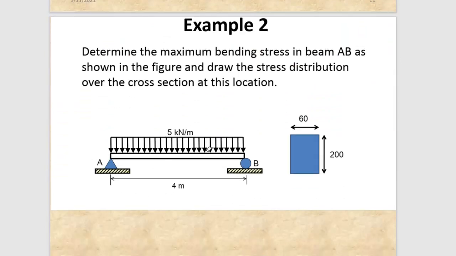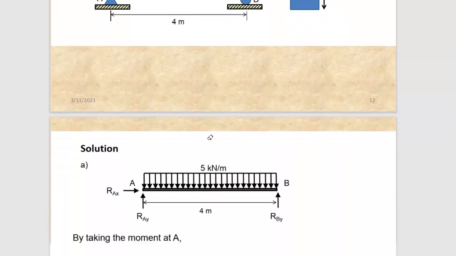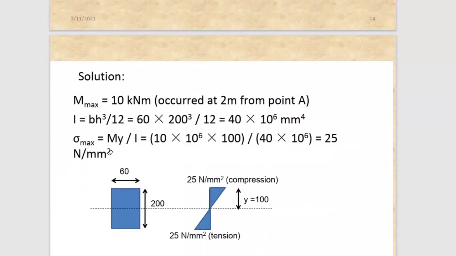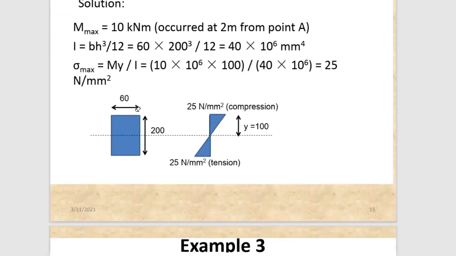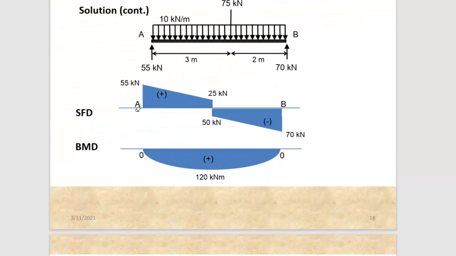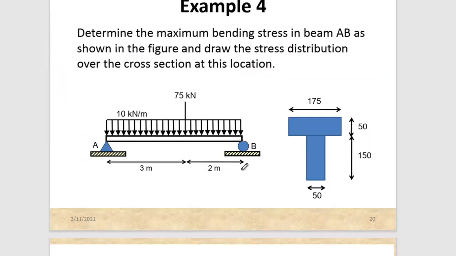Now the challenge is making the moment diagram. You see, that's why I said chapter 4, where you have learned drawing the SFD and BMD, is very important. Similar things here, you just need to draw the BMD, and once you get the moment, you just apply it in the formula, nothing changes. Okay, all the examples are similar.